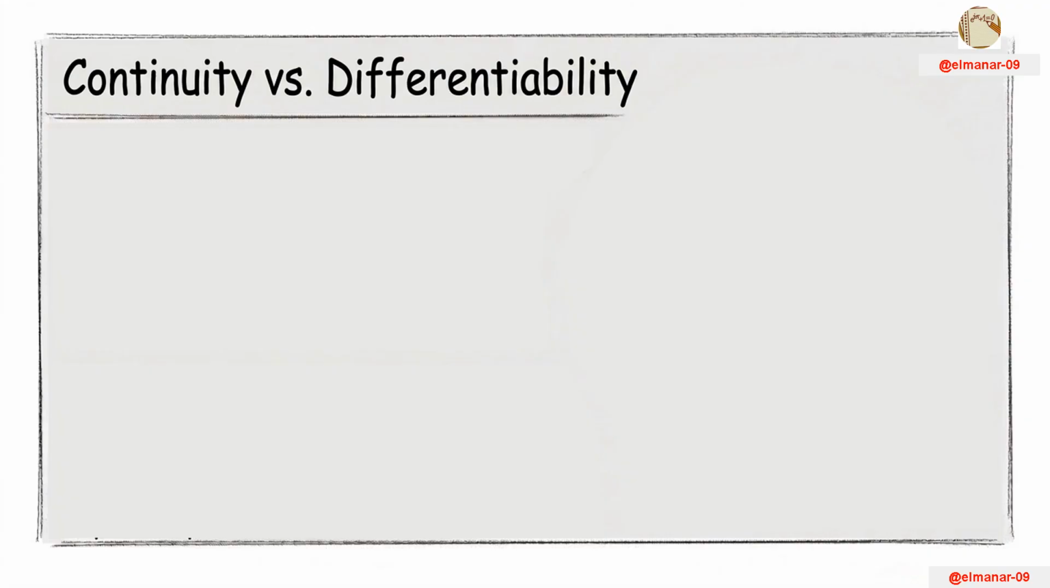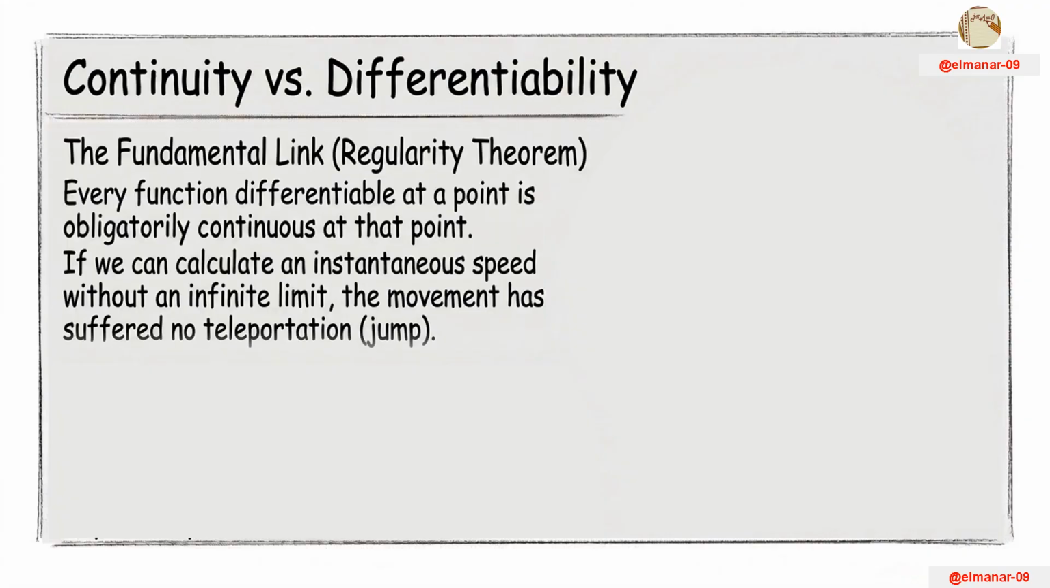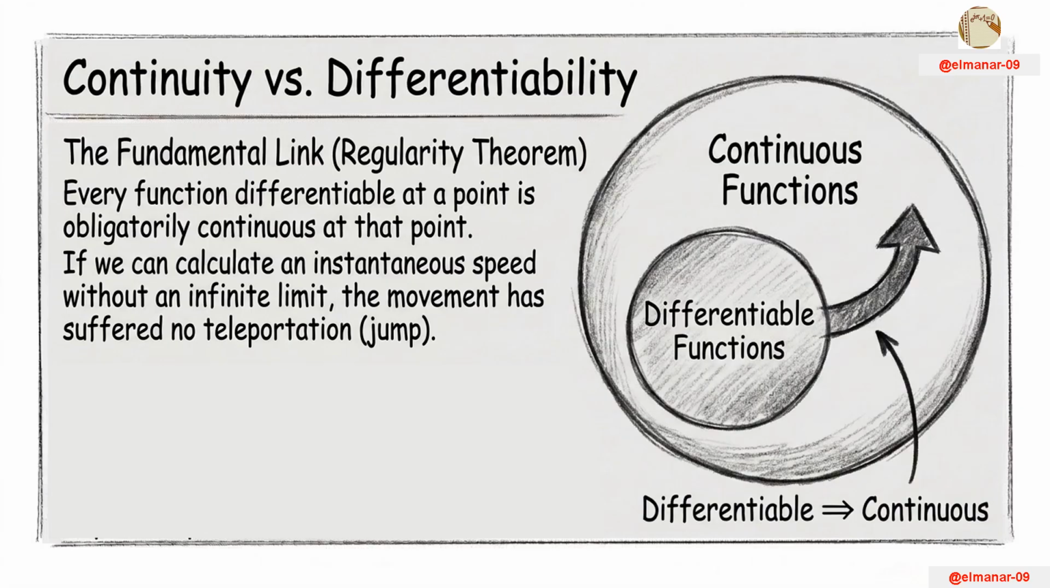This is a very important conceptual point. The regularity theorem tells us that every function that is differentiable at a point is automatically continuous there. Think about it. If you can calculate an instantaneous speed, it means your movement didn't involve any teleportation or jumps. Look at the Venn diagram. The set of differentiable functions is contained within the larger set of continuous functions.